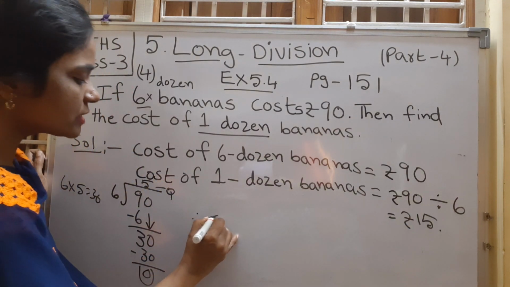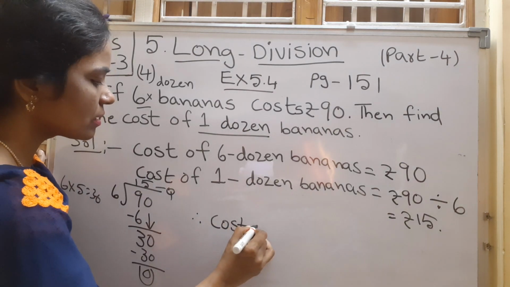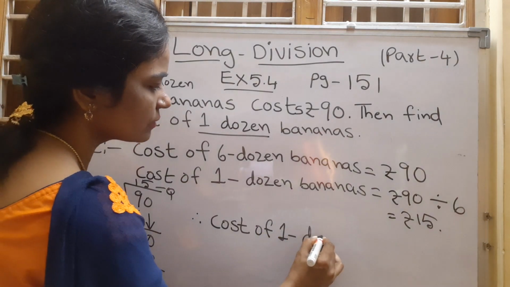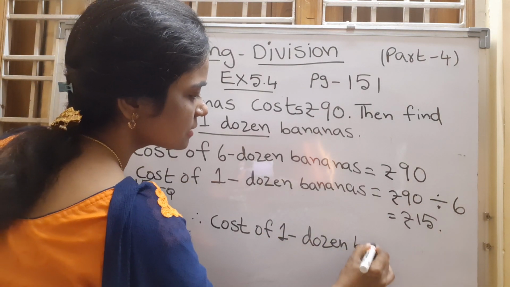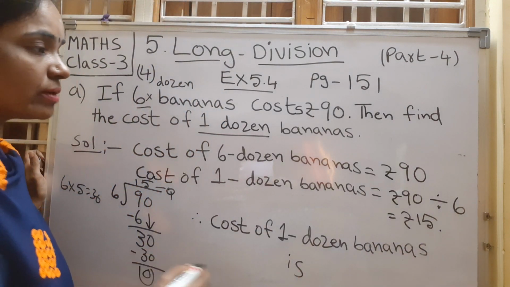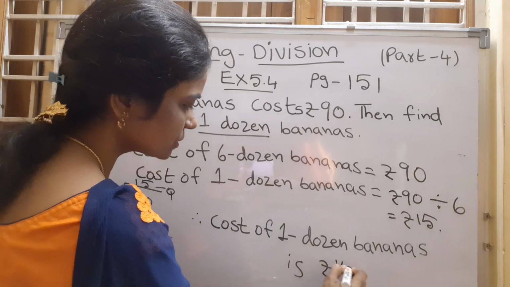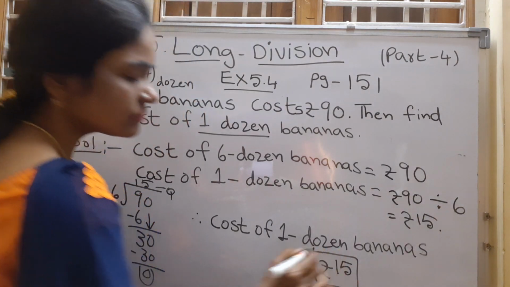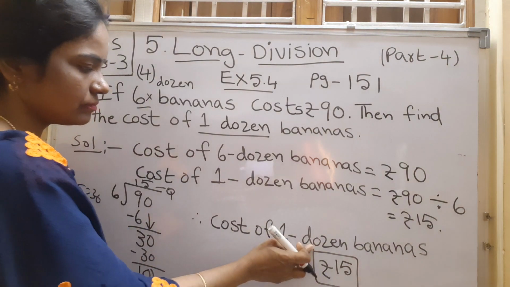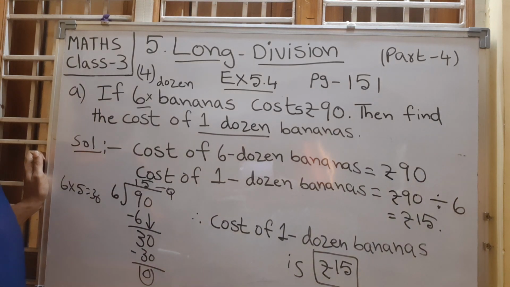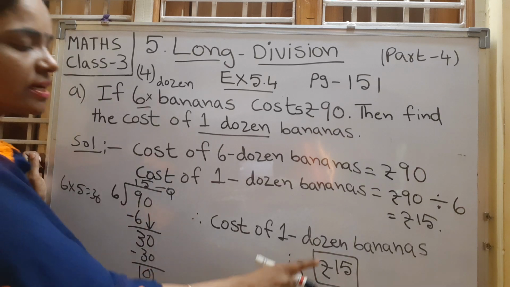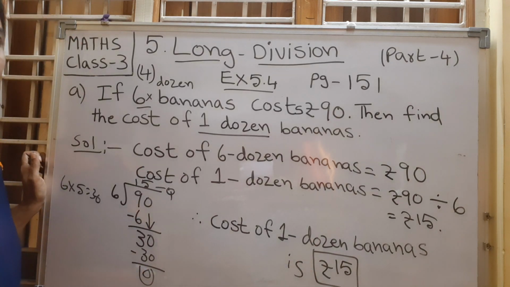So final statement we have to write. Yes, write down. Therefore, cost of 1 dozen bananas is, how many rupees, ma? Very good, 15 rupees. Just we have to take the long division. Note it down, children. So by taking long division we have to find the answer. Cost of 1 dozen bananas is 15 rupees.